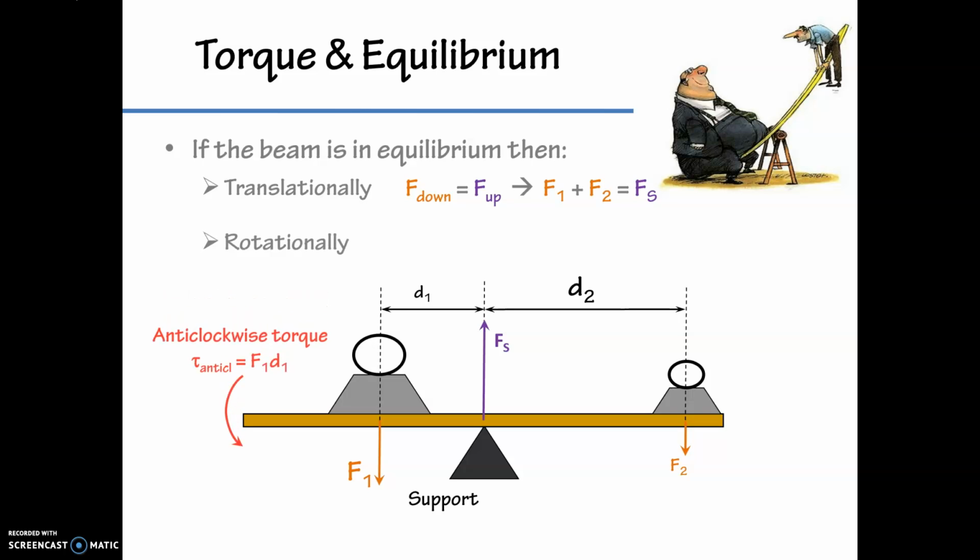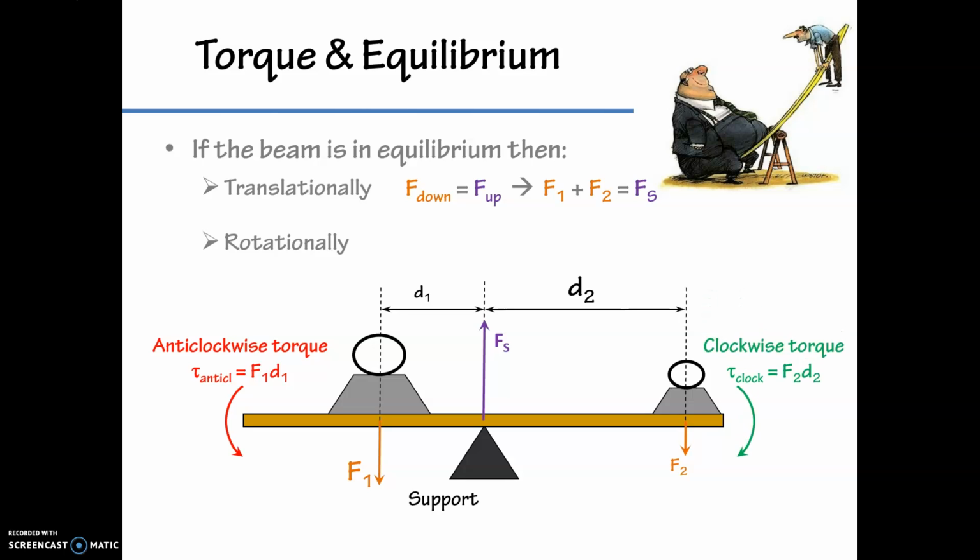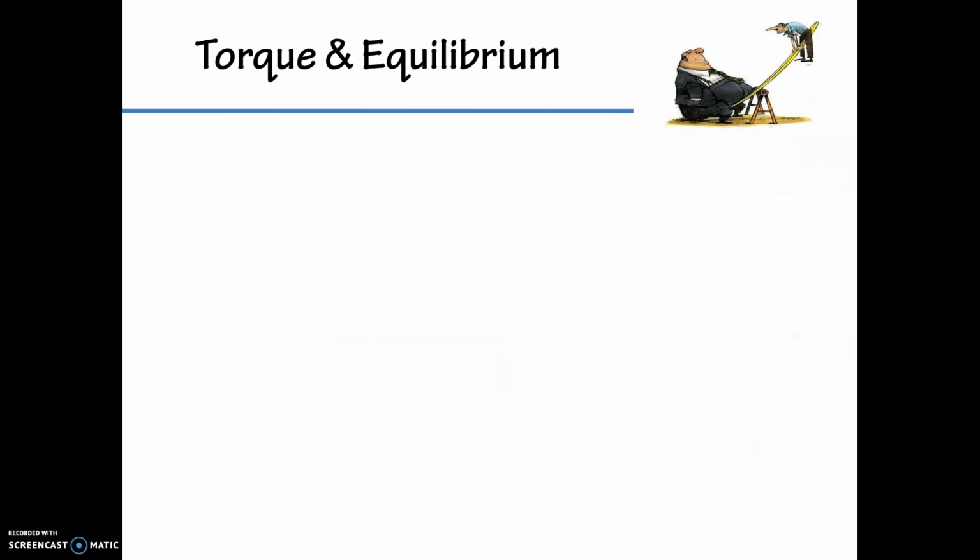Rotationally, so now we're looking at the torques. The anticlockwise torque, so the force trying to turn the seesaw round to the left, must equal the clockwise torque, which is the smaller of the masses, F2, multiplied by the distance D2, which is trying to turn the beam clockwise or round to the right. At equilibrium, the anticlockwise torques must equal the clockwise torque, so F1 D1 must equal F2 D2.